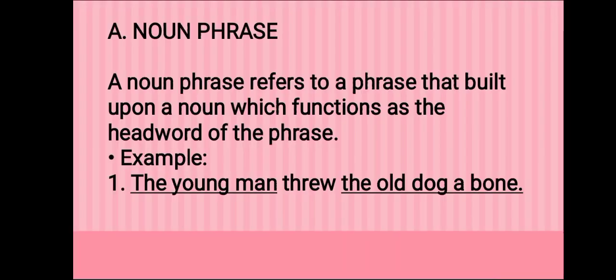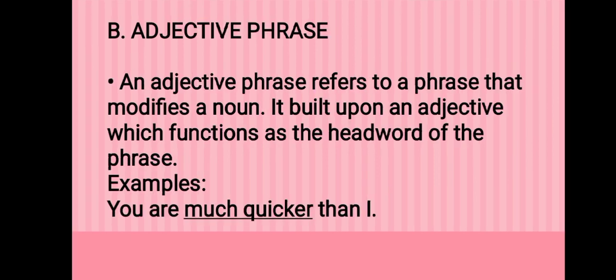Noun phrase. A noun phrase refers to a phrase that builds upon a noun which functions as the head word of the phrase. Example: the young man tried the old dog a bone. Adjective phrase. An adjective phrase refers to a phrase that modifies a noun. It will use an adjective which functions as the head word of the phrase. Example: you are much quicker than I.